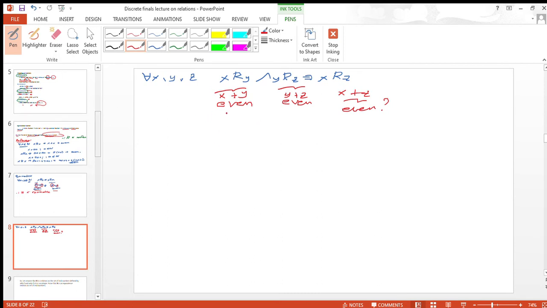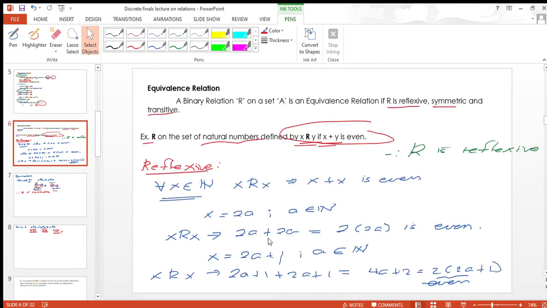So when will x plus y be even? Okay, so let's try to look at this one. If x is even, can we pair it to a y that is odd? If you look at the previous section here, we have seen that an even natural number plus an even natural number will be even. An odd natural number plus an odd natural number will be an even natural number.